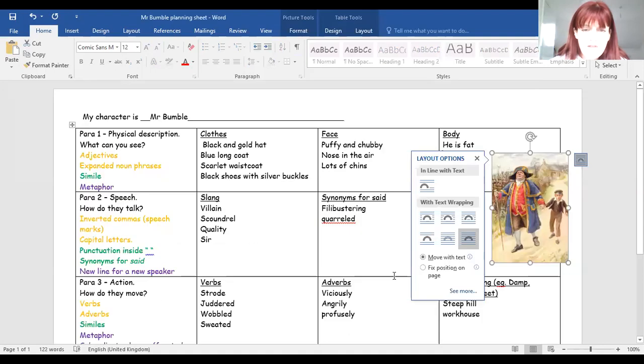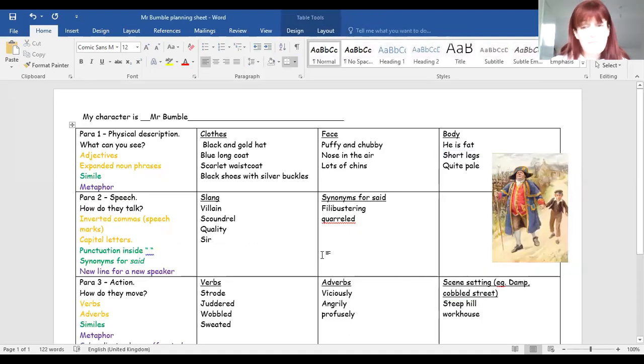Here we go. So nose in the air, lots of chins. I've mentioned that. He's quite fat. I've mentioned his short legs, so perhaps I could go back and add that in. I've talked about the scarlet waistcoat. I've used lots of these ideas that I have. So that's a thumbs up for me.